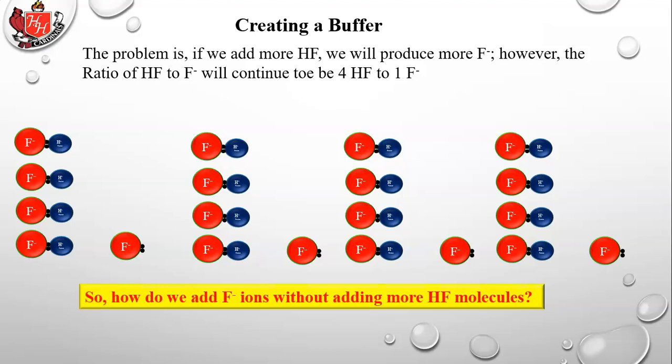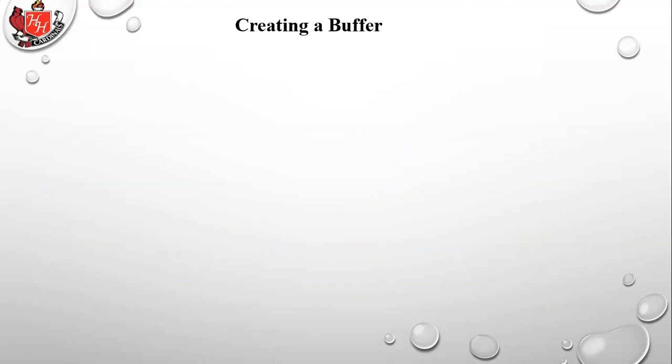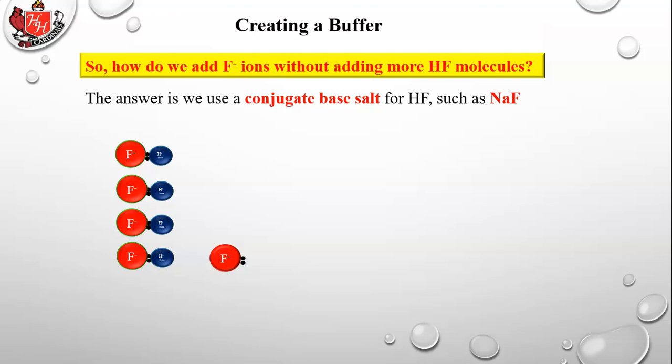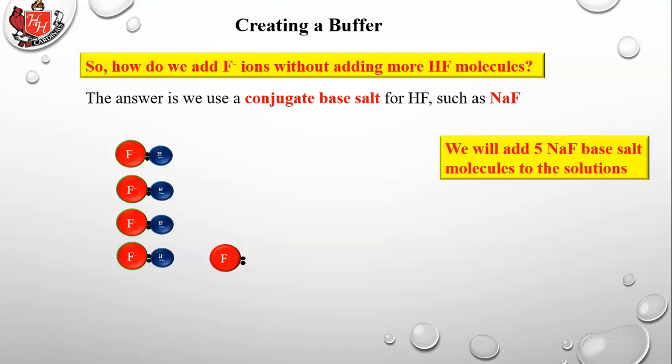So how do we add fluoride ions without adding more hydrofluoric acid molecules? That's the problem we have to solve here. The answer is we use the conjugate base salt of hydrofluoric acid, the one that we looked at earlier, and that's sodium fluoride, NaF. So we will add 5 sodium fluoride base salt molecules to the solution. So there we go. There's 1, 2, 3, 4, 5.